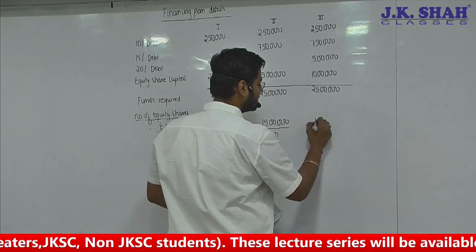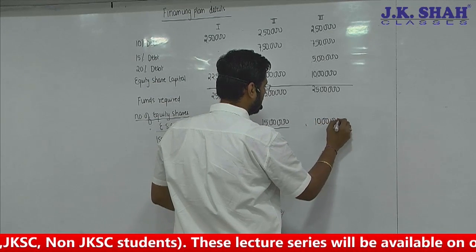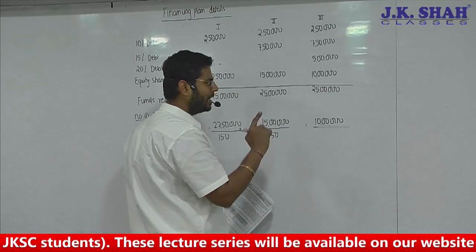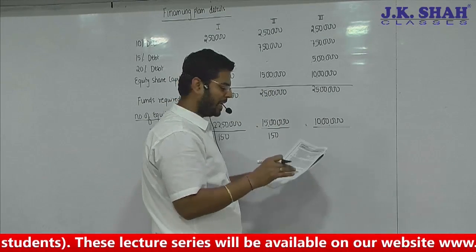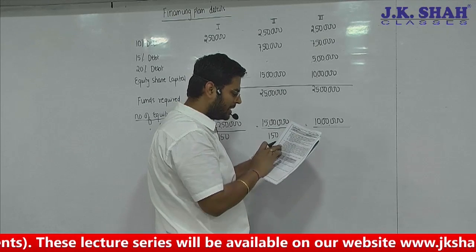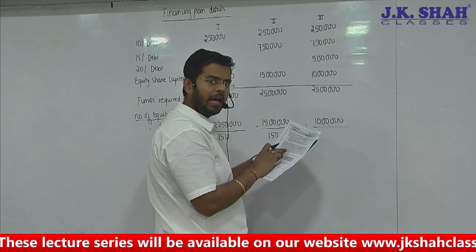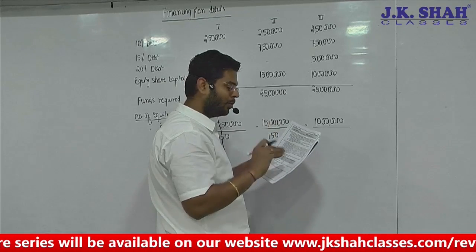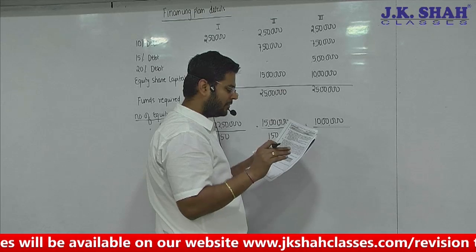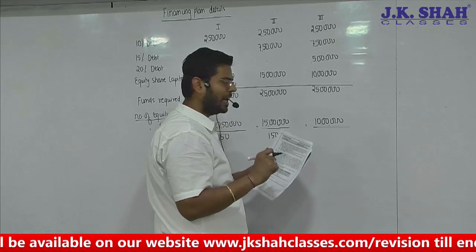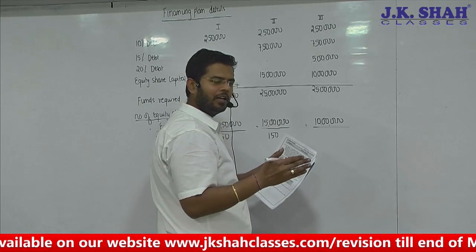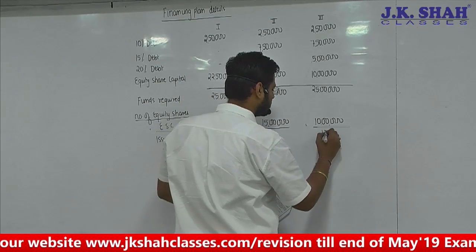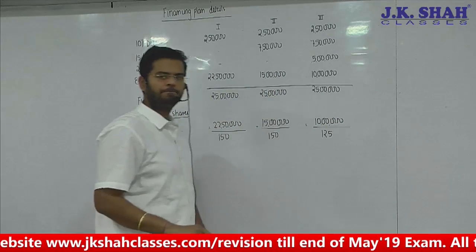In the third case, it is 10 lakh. But I'll not issue at 150 because I am of the opinion that if I borrow funds in excess of 10 lakh, see what they have written. The company's share is currently selling at 150 but is expected to decline to 125 in case the funds are borrowed in excess of rupees 10 lakh. So if you exceed 10 lakh, then the market price of a share will fall. Why it will fall, that we will discuss. But here the price of the share will become 125.